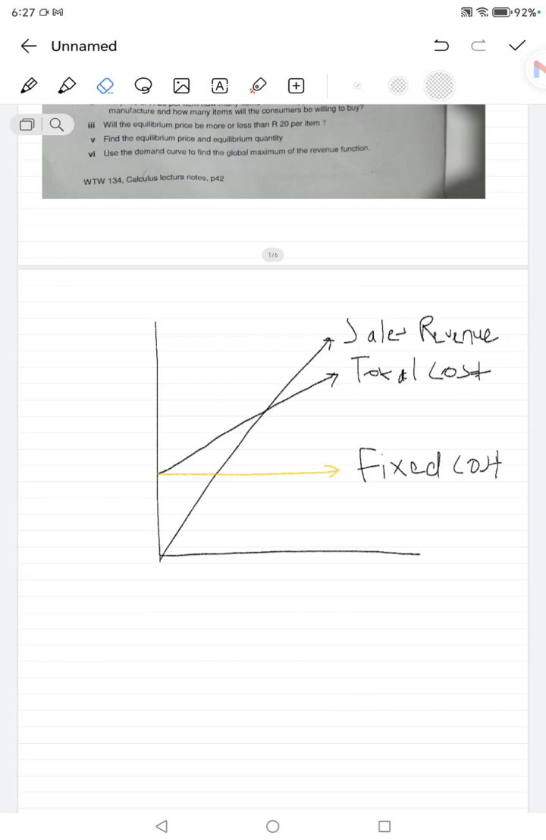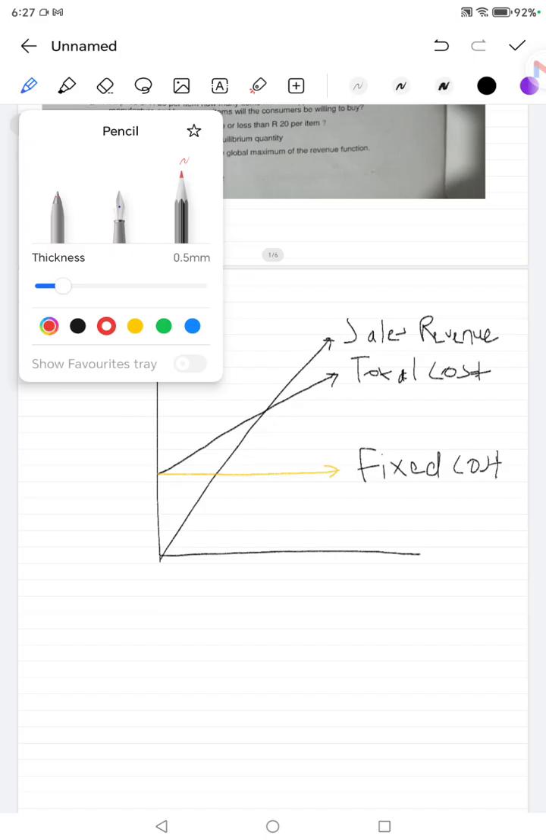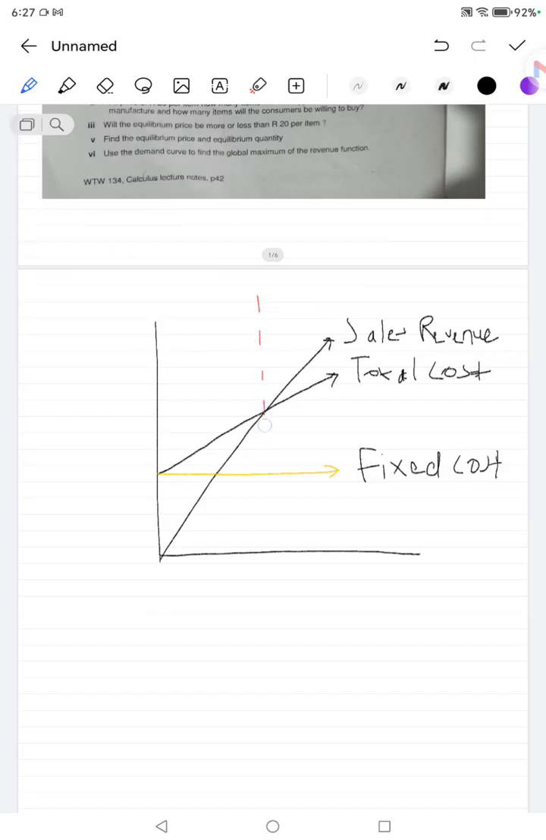Okay, we have the fixed cost. Then you see where you have your sales revenue intersecting with the total cost, which is here. This is where we're mainly going to have the break-even point I was talking about. You see, so this is where you're going to be having that break-even point. Am I missing something?